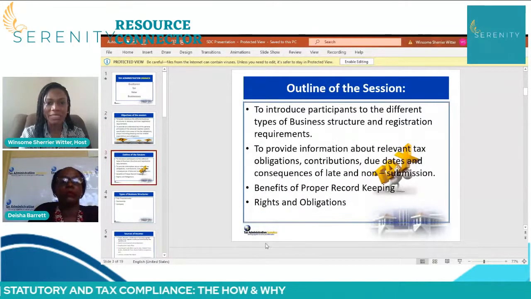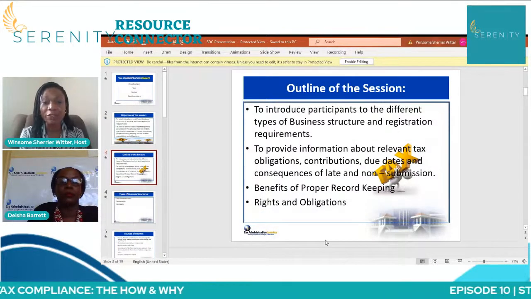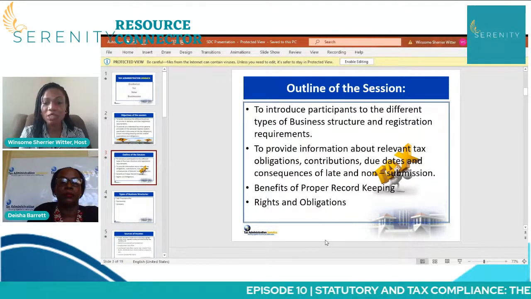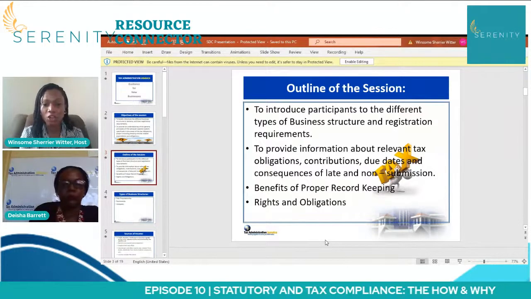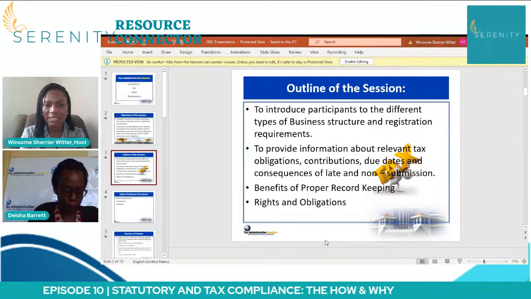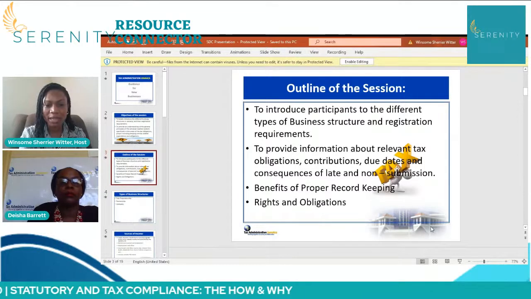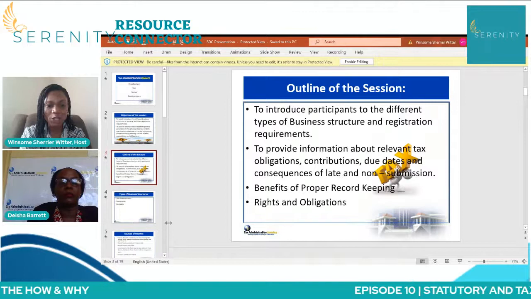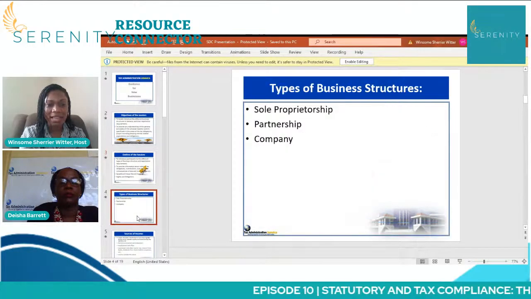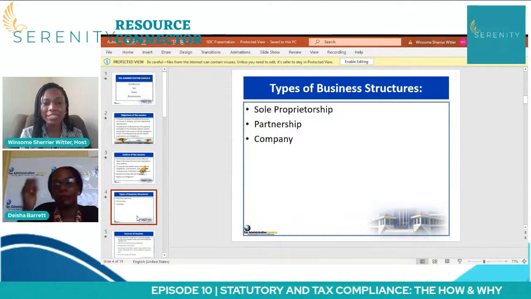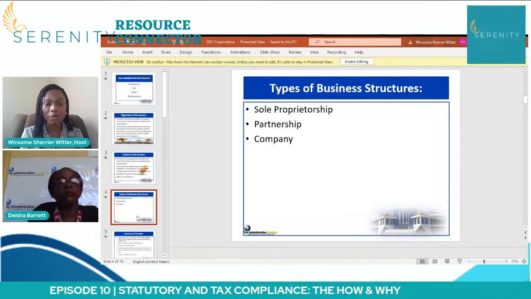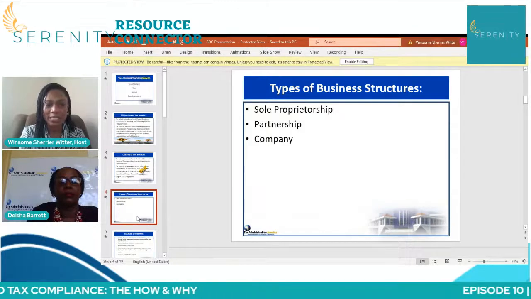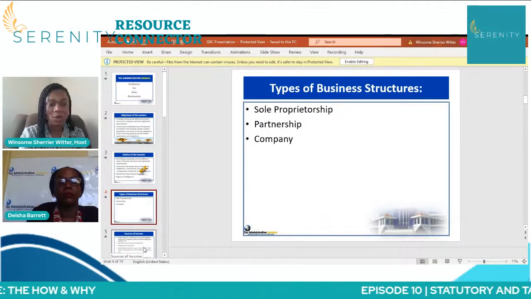All right, and our outline: to introduce participants to the different types of business structure and registration requirements, to provide information about relevant tax obligations, contributions, due dates, and consequences of late and non-submission, the benefits of proper record keeping, rights and obligations. And then we're looking at the types of business structure. So we have the sole proprietorship, partnership, and company, as our team from the companies office noted last episode.